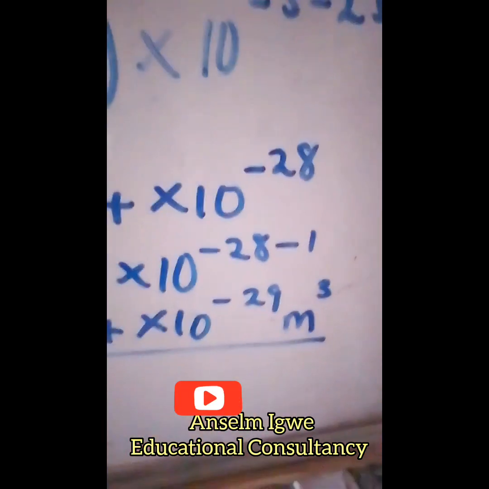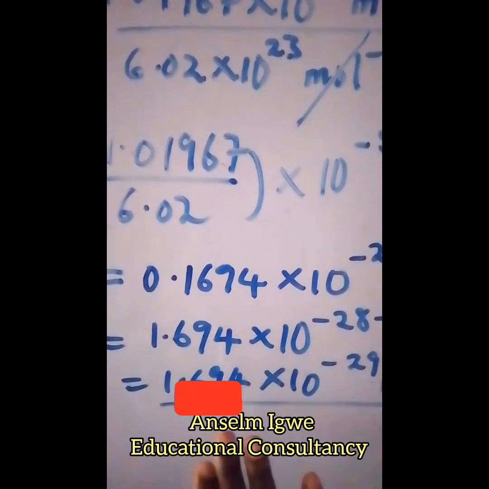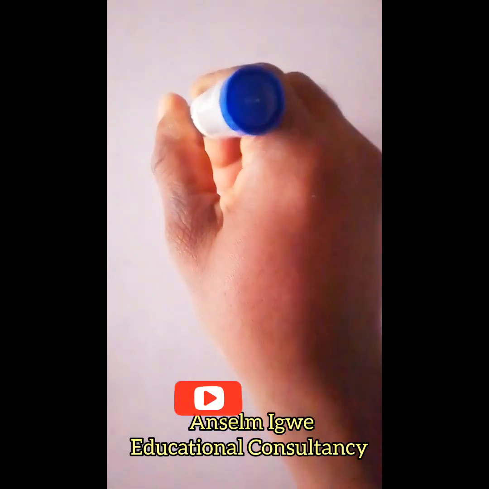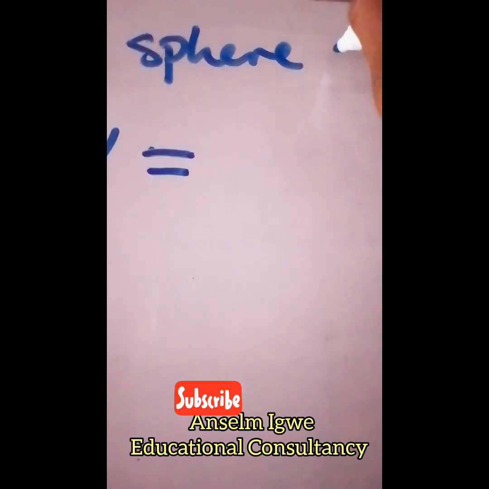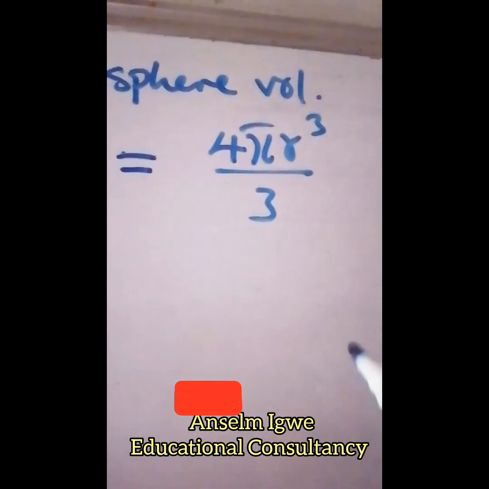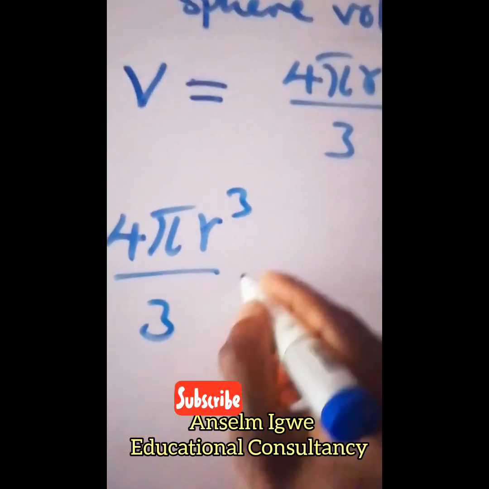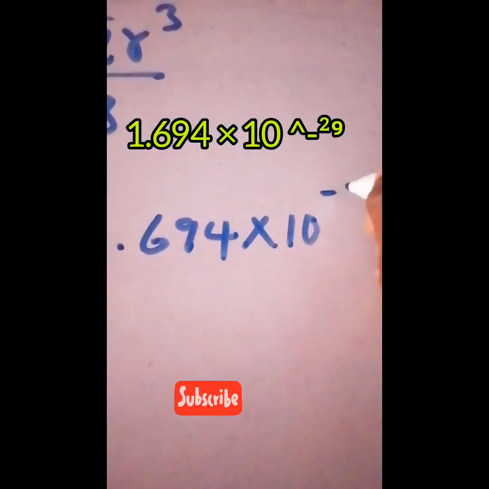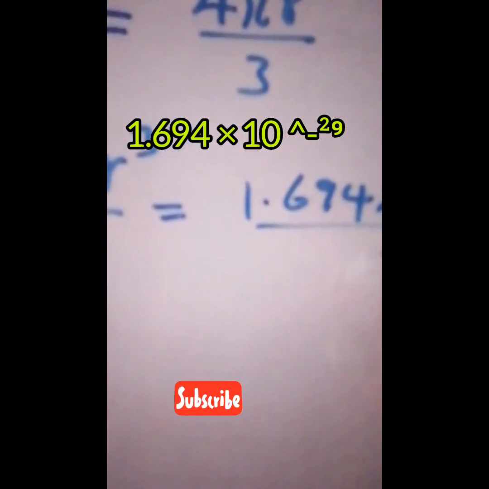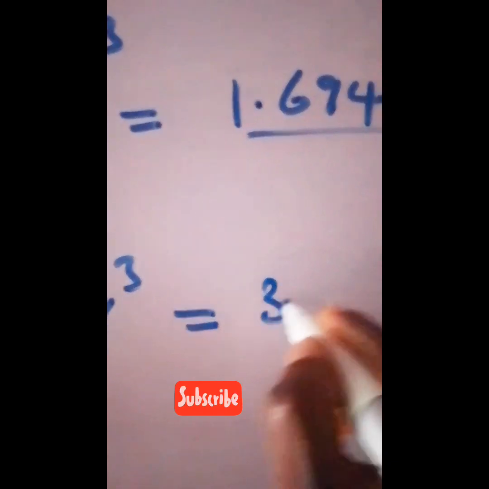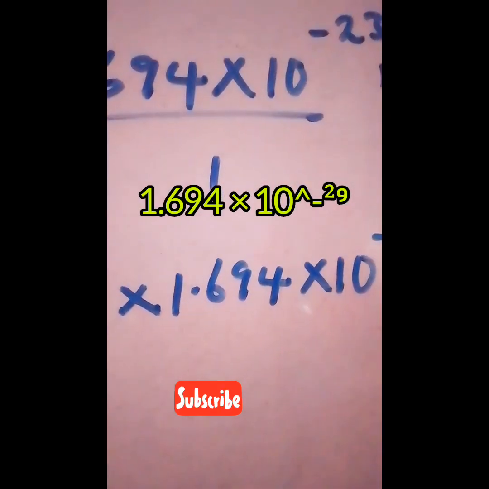So this is the volume occupied by just one atom. Since this is the volume occupied by just one atom, assuming that the atom is a perfect sphere, it now leads us to the volume of a sphere in mathematics. The volume of a sphere is 4 pi r cubed over 3. We are seeing the sphere as the atom, and that gives us this volume, 1.694 times 10 raised to the power minus 29 cubic meter. When we clear the fraction, 4 pi r cubed gives us 3 times 1.694 times 10 raised to the power minus 23 cubic meter.